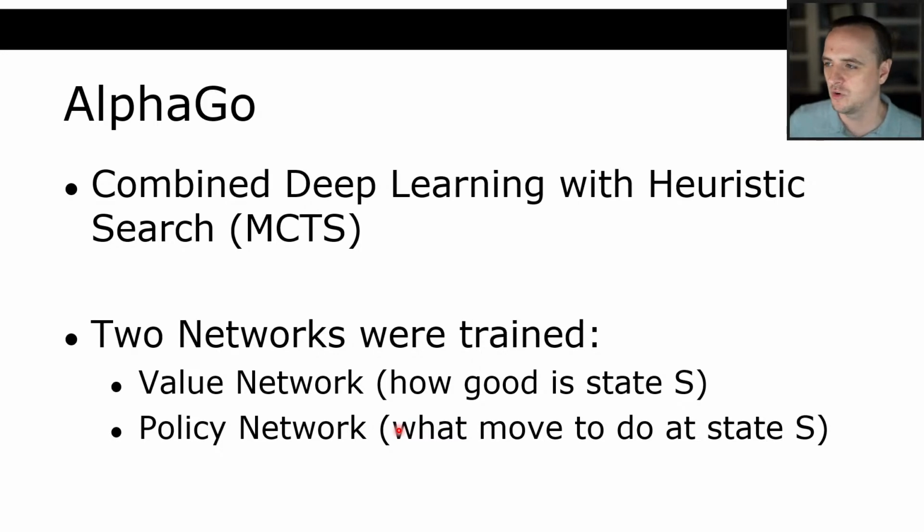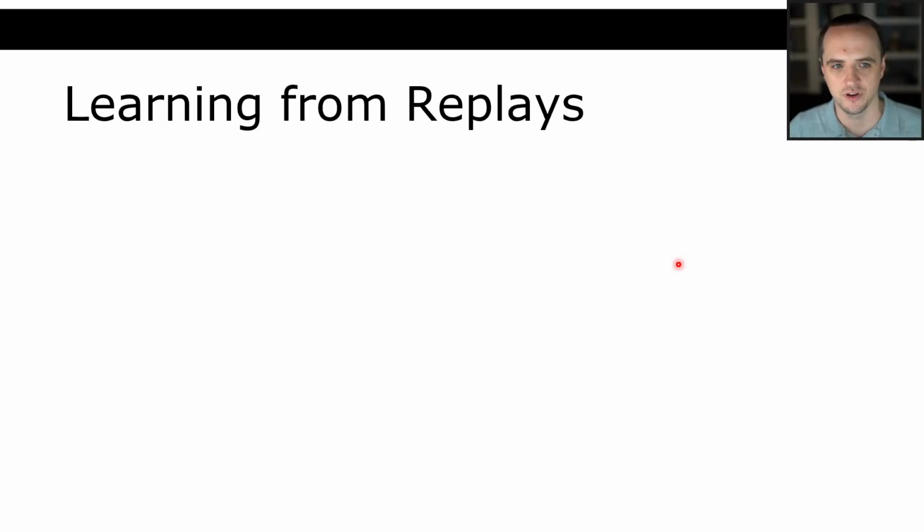What AlphaGo did, which we'll learn more about as time goes on, is it actually combined deep learning with heuristic search. And it learned two networks, the value network and a policy network. The value network was sort of like, how much do I want to be in this state? You can think of that as the heuristic function. And the policy function was learned, hey, what sort of moves are good at this state? And so that's what the initial version of AlphaGo did.